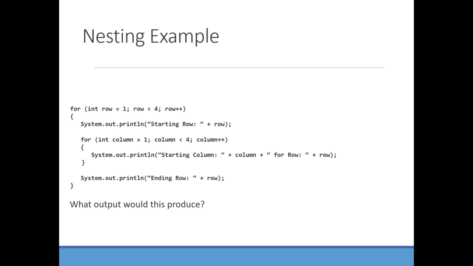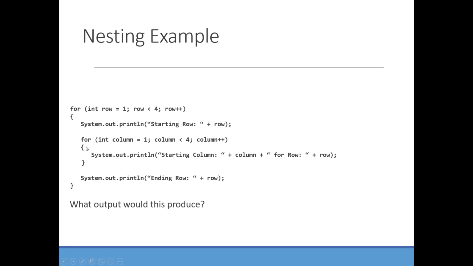Let's demonstrate this. Looking at this, we have two nested for loops. We have an outer loop which counts rows from 1 up to but not including 4. So row 1, row 2, and row 3. So we have 3 rows. Inside of that, we have a single output statement which displays the current row that we're on. So the first time through this loop, row is going to be 1, second time 2, third time 3.